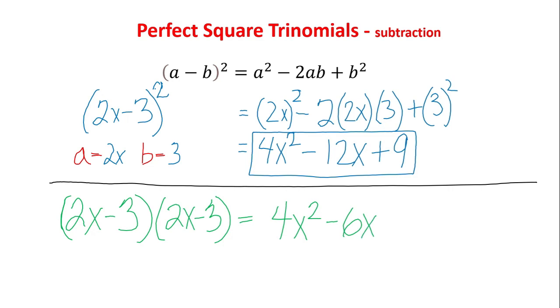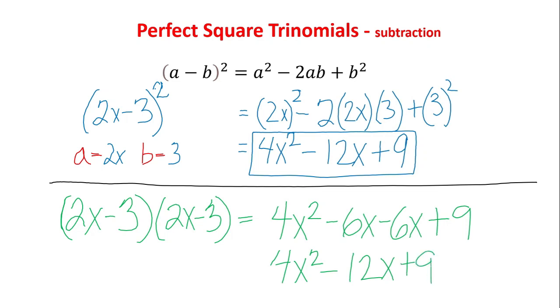Our inner, negative 3 times 2x, also gives us negative 6x. And then last would be negative 3 times negative 3, which is 9. So if we add our like terms, we would get 4x squared minus 12x plus 9. So we do get the same answer.